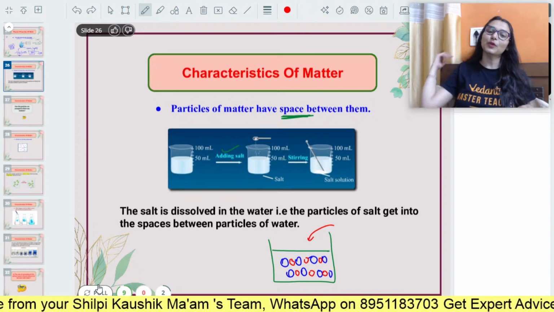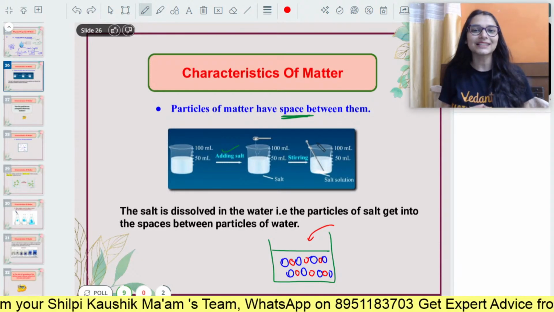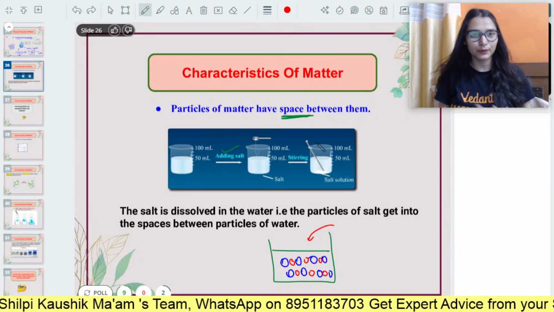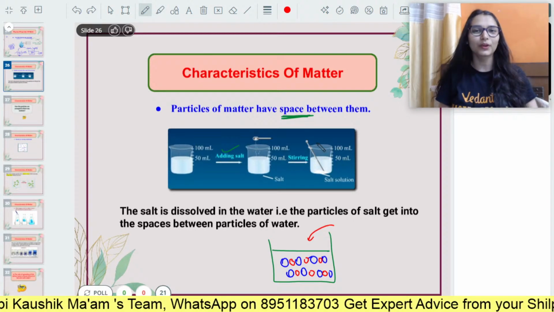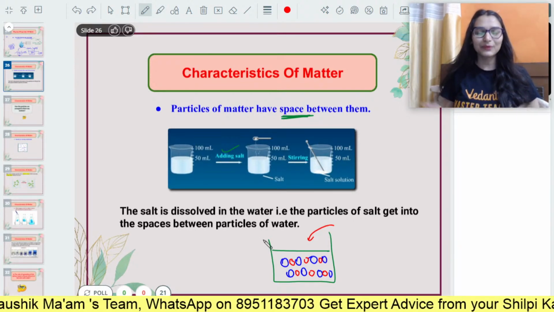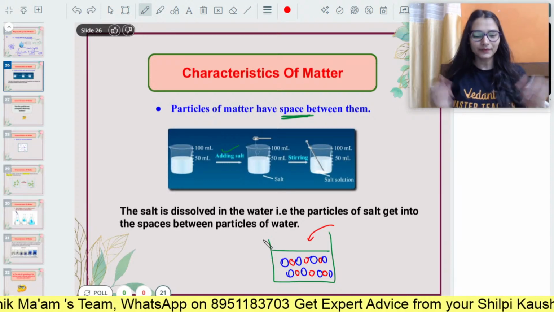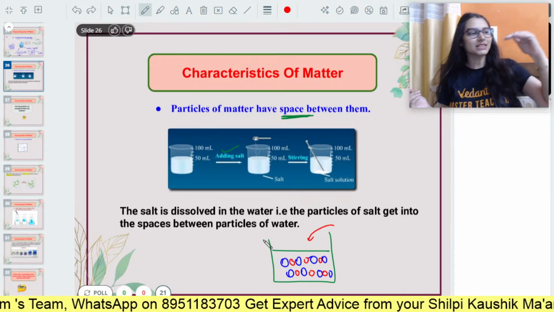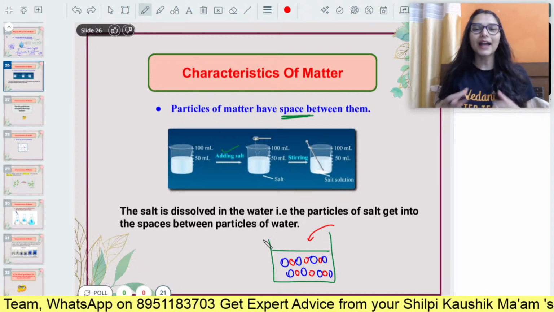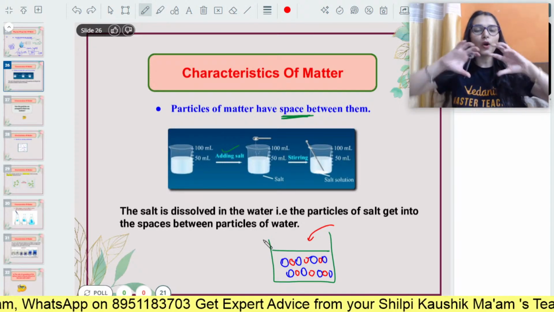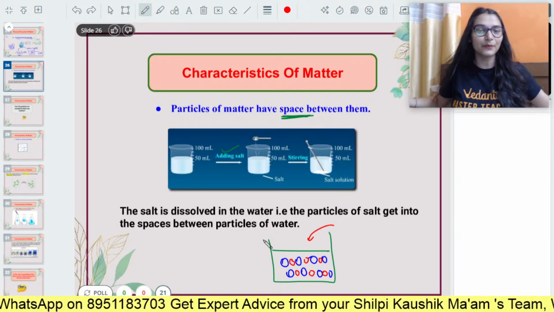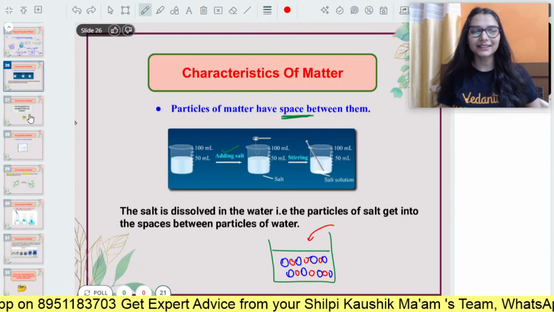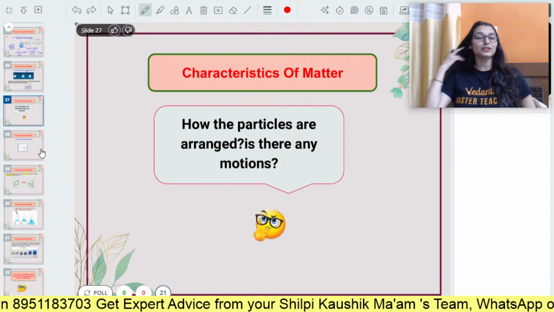So what is the property? Particles of matter have spaces in between them. I guess most of you know how to swim, or maybe most of you don't. I don't know swimming. When you go inside the water, you can easily cut the stream of water. A diver can easily dive inside the water. Why does it happen? Because particles of water have spaces in between them, so they let you go through it. You can understand that very easily.